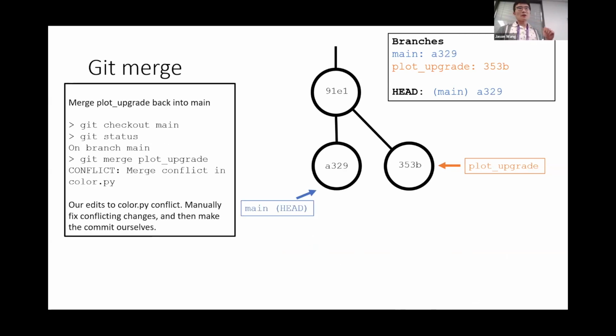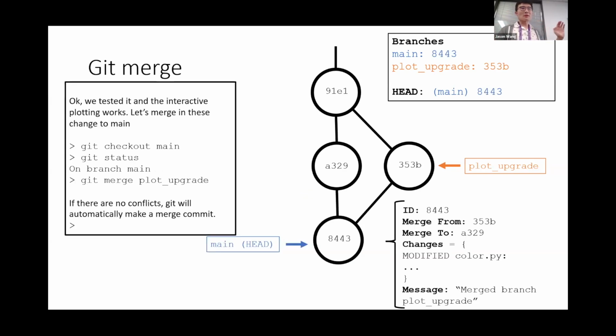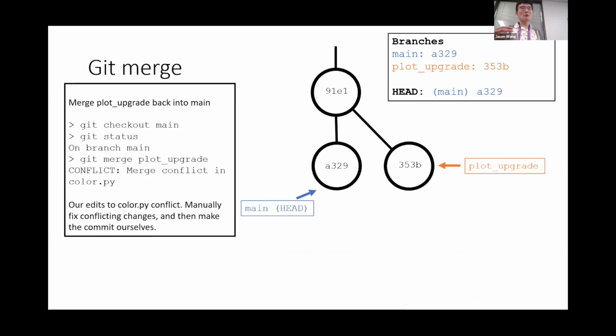All right, so let's think about an alternate history. This is the nice situation where there are no conflicts, and Git will automatically make the merge commit. What happens if we do git checkout main and then git merge plot upgrade, but we hit the dreaded merge conflicts in color.py? What happens then? That means our edits in color.py conflict from the 2 different branches, because both branches made edits to the same file, probably at the same location. So we have to manually resolve those conflicts ourselves. Git has no idea how to program.